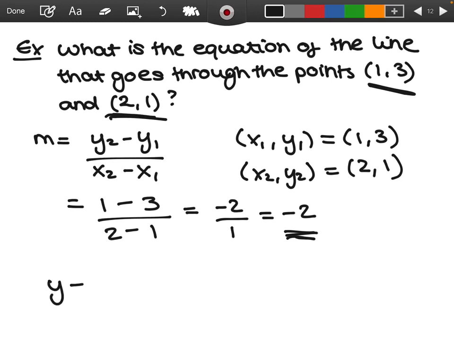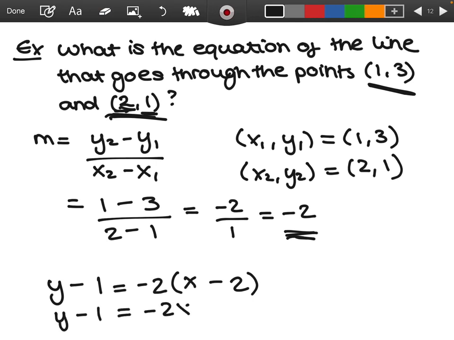So I'm going to say I've got y minus my y coordinate, which here is 1, is equal to my slope times x minus my x coordinate, which is 2. So I get y minus 1 is equal to negative 2x. Then negative 2 times negative 2 is positive 4. And then I add 1 to both sides, which gives me y is equal to negative 2x plus 5. So I still end up with my same equation.